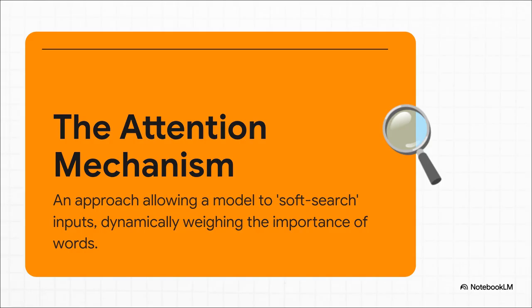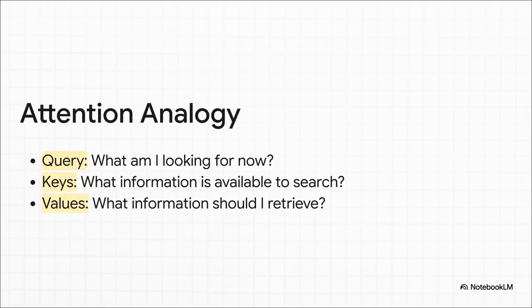Instead of forcing the model to cram everything into one memory vector, what if you let it look back at the entire input sentence, at every single step of the process? It could then decide for itself which words are the most relevant for what it's doing right now and give them more weight, or more attention.